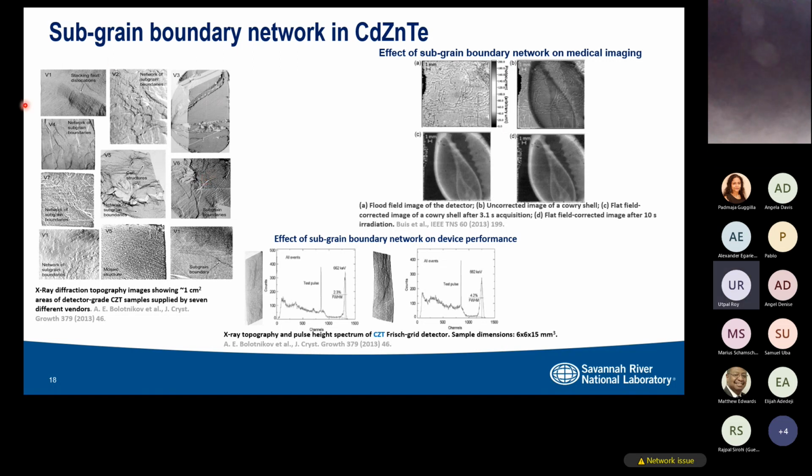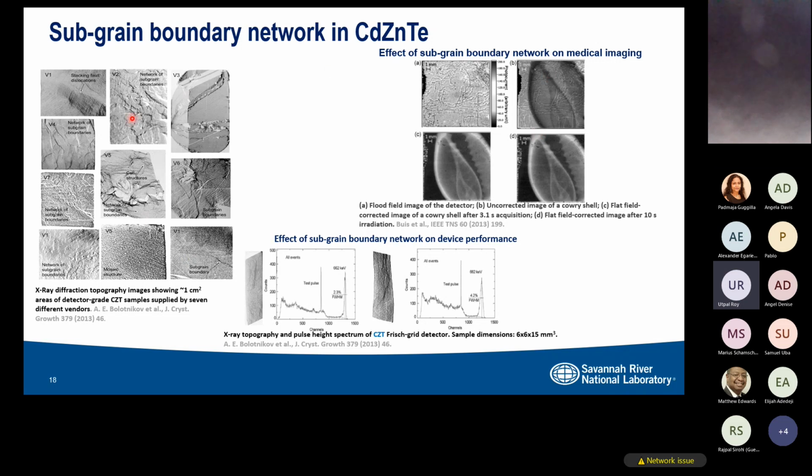So what does that mean? Because of the presence of the subgrain boundary network, the yield of high quality detectors, that is between 1 to 1.5%, is really very low. 3 to 5% you can get out of these materials, but not 1 to 2%.